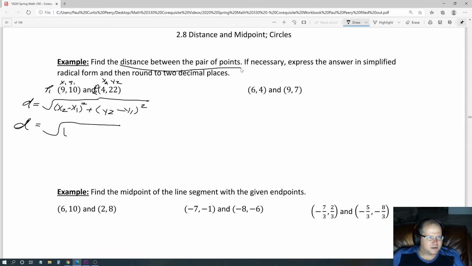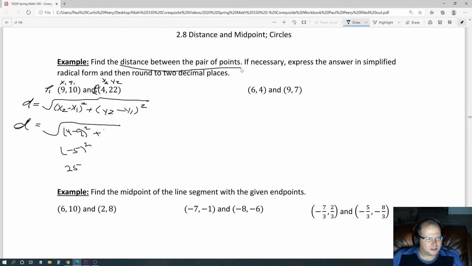So x2, again, is a 4. 4 minus 9, and you square it. 4 minus 9 is negative 5. And then you square it, which gives you a negative 5 times a negative 5, which gives you a 25.